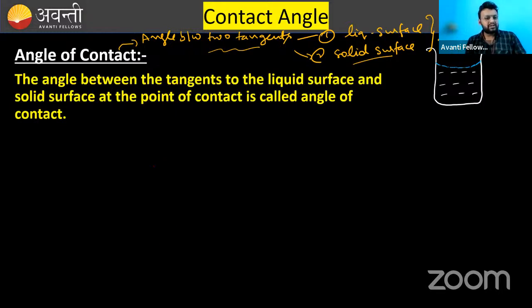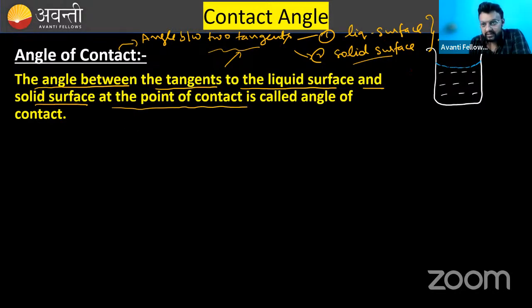Okay, so what the definition says: the angle between the tangents to the liquid surface and the solid surface, at the point of contact, is called the angle of contact. It is denoted by theta. I think everything is sorted now in the definition part.